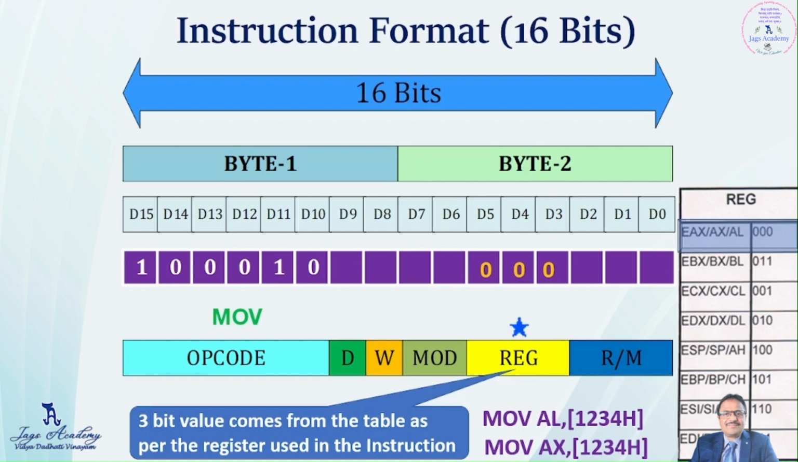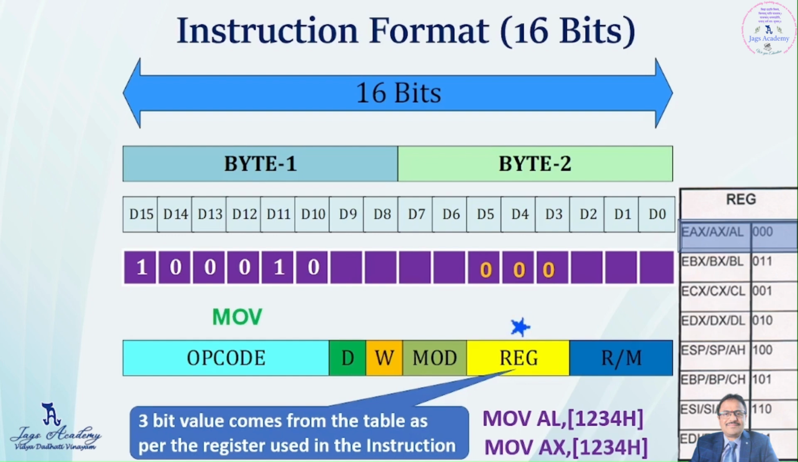So have you understood about now? Now tell me, out of the 16-bit machine instruction generation, how many bits are we able to put? We have done with the opcode, right? We are done with the D. We are done with the W. We are also done with register. What is pending now? Mod and R/M.